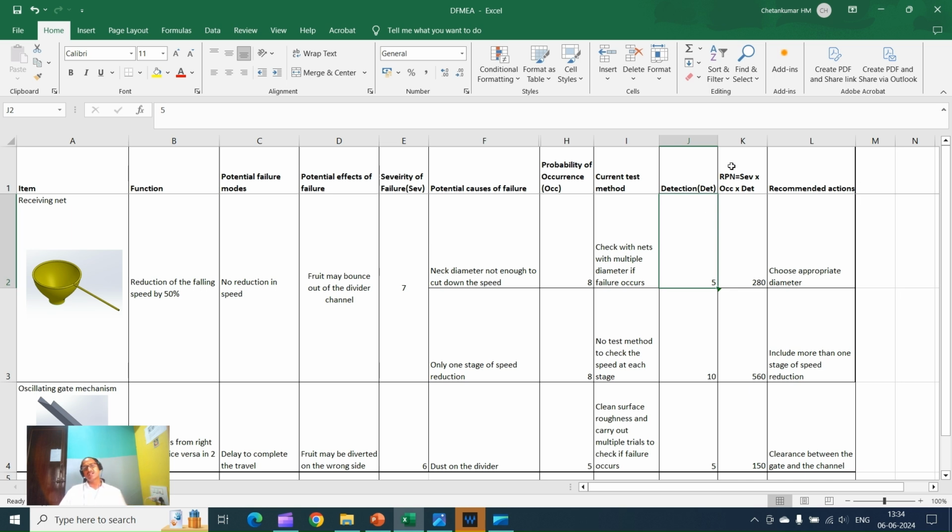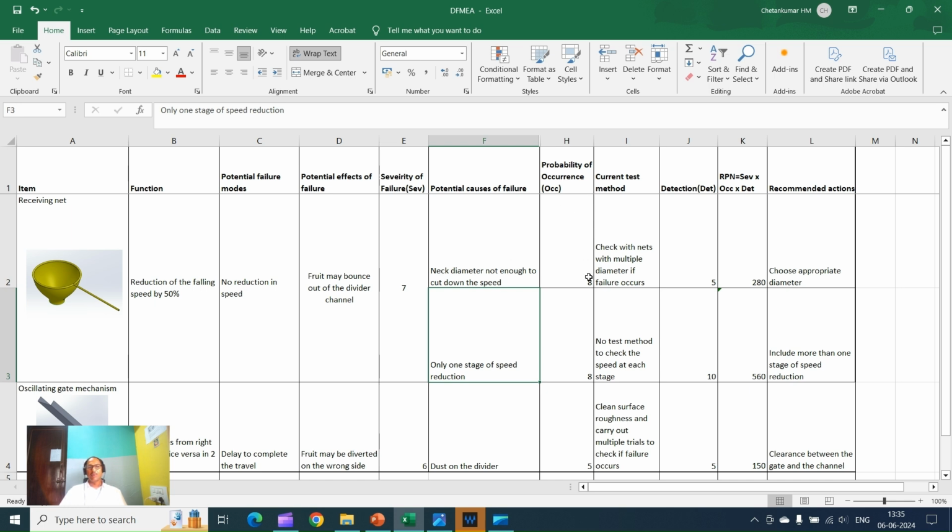Okay. Next comes the RPN. The RPN is a multiplication of the severity, occurrence, and the detection. So here the RPN that we have got is the multiplication of 7, 8, and 5. And the recommended action for this is to choose an appropriate diameter. Okay. Now let us see the next potential cause of the failure. The engineers observed that there is only one stage of reduction to reduce the speed of the fruit. So that is what they have highlighted here.